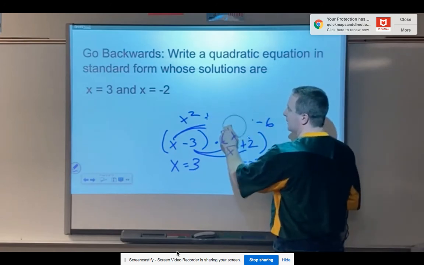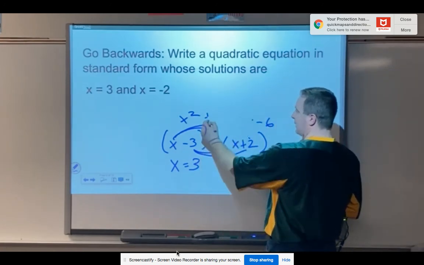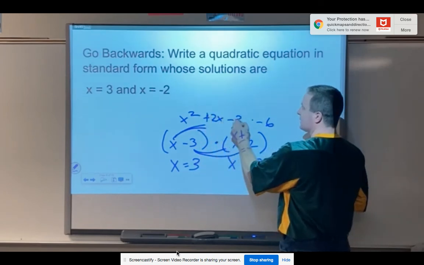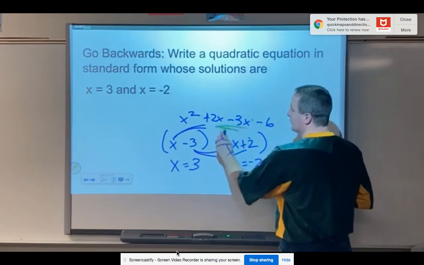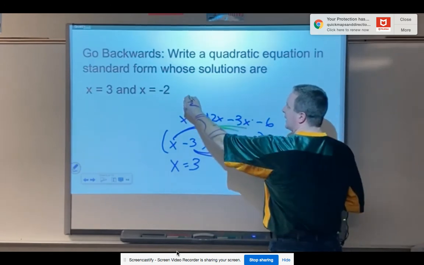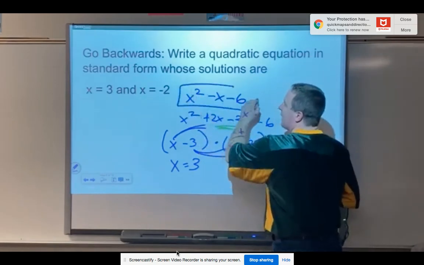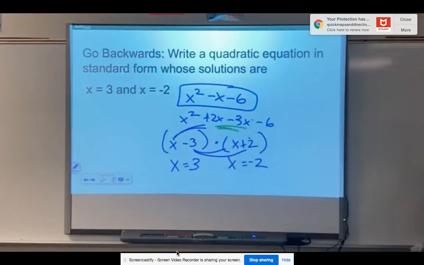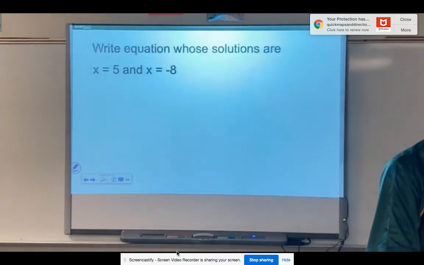And if I combine my middle terms right here, I think I get x squared minus x minus 6. And that would be the quadratic equation that we're looking for. But it's just going backwards. But notice how it started down here and we work our way backwards. Okay?